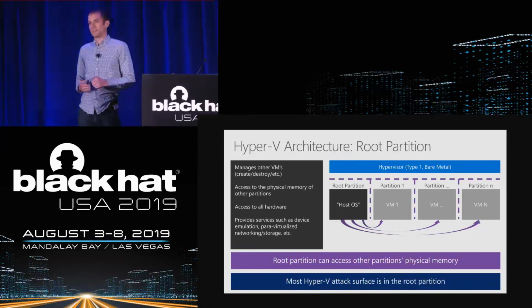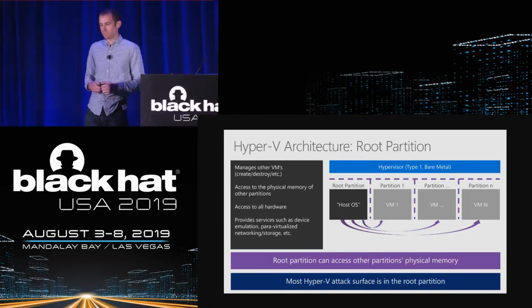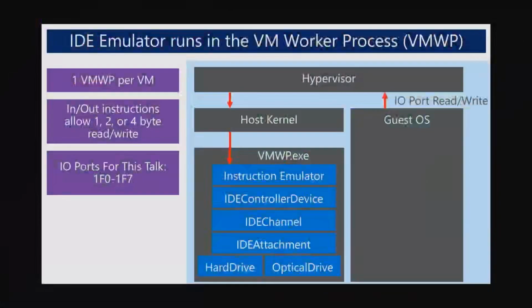And one of the things that it does is it provides device emulation to those virtual machines if they need it. And that brings us to the IDE emulator, or the emulated storage component. I use both of those interchangeably. What this diagram shows is that when the guest operating system executes an in or out instruction to do an IO port read or write, that will be intercepted by the hypervisor. The hypervisor will forward that down to the host operating system's kernel, and the host operating system's kernel will forward that down to the VM worker process.